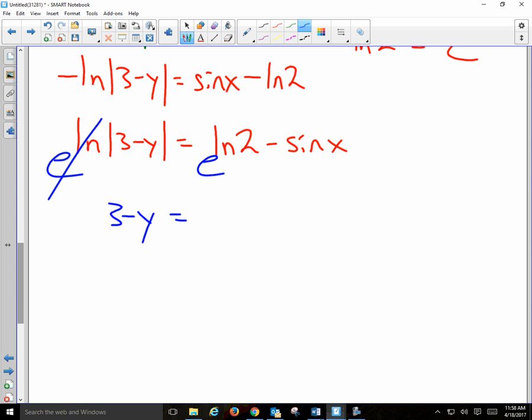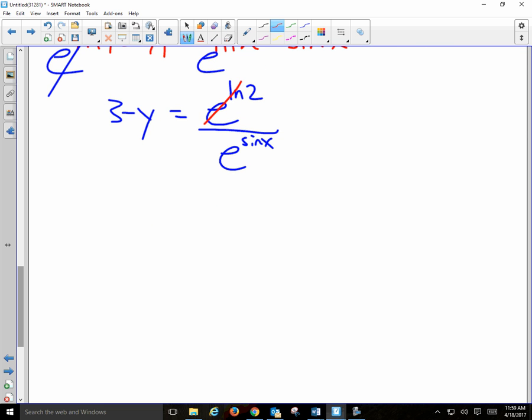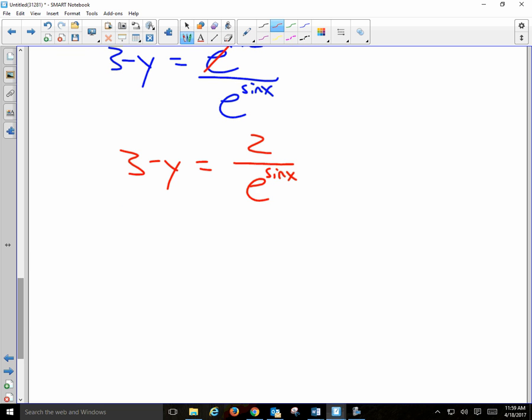So I'll write this as, I'm not going to write this all out, e to the natural log of 2 divided by e to the sine of x. Very good. So Maddie sees that e to the natural log of 2, those are inverse operations, so we get 2. Because it's negative, yep. So 3 minus y is equal to 2 over e to the sine of x. Subtract 3. Negative y is equal to 2 over e to the sine of x.